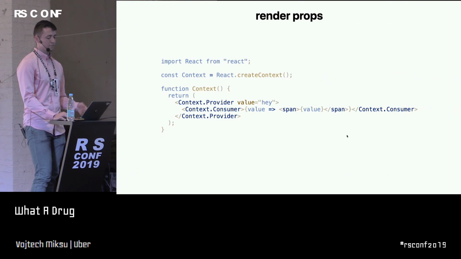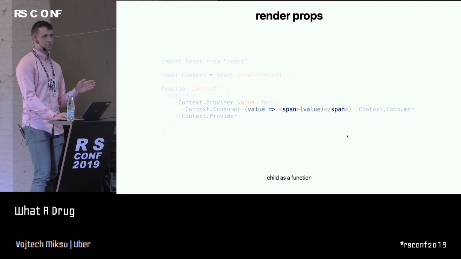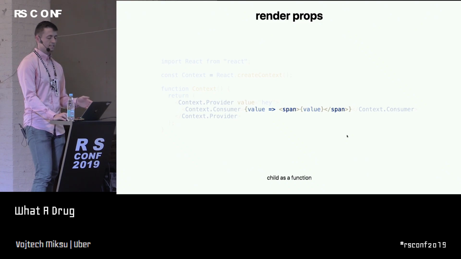And this is what render props are doing, or that's how they look. This is the official React createContext API. And the whole trick is that we are passing a function as a child to our components. So in this case, you can see that the consumer is passing down a value, and it's up to you how you use this value in your span component in this example. So this is really nice because you can explicitly see what data is going through.